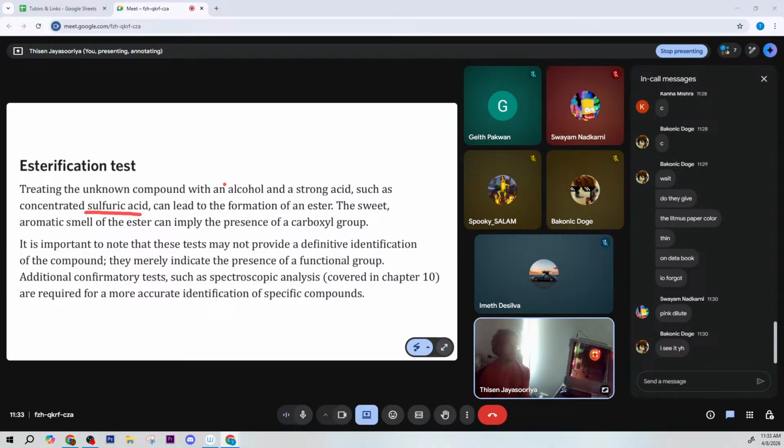It says here the sweet aromatic scent of an ester implies the presence of a carboxyl group. So we can do this for an alcohol or carboxylic acid. We just have to add the other and then add concentrated sulfuric acid as the catalyst. Afterwards we smell it and see what we get. So does that make sense to everyone? Any questions about that?